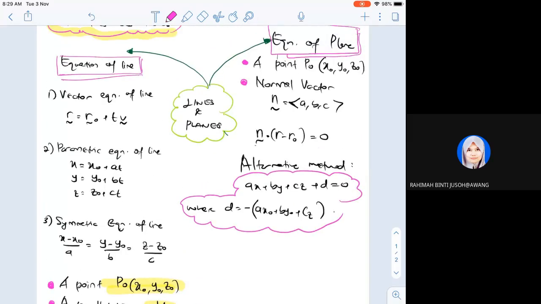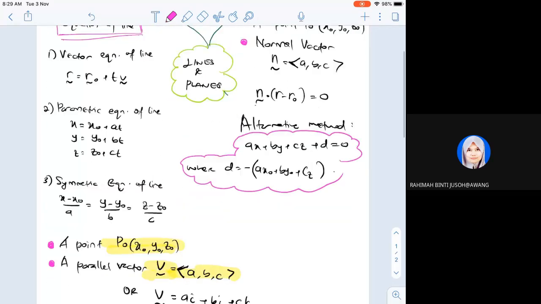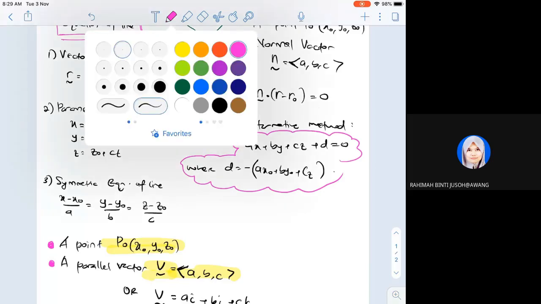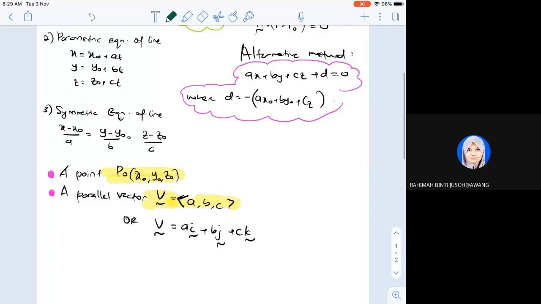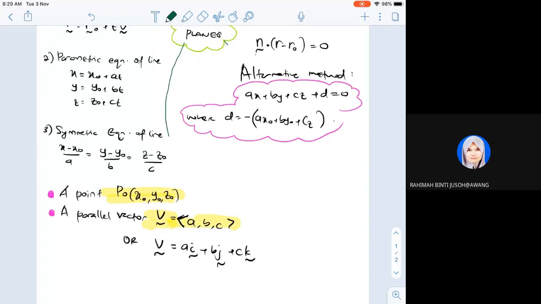All right. So next, let us look at the characteristic of lines. Characteristic of lines.